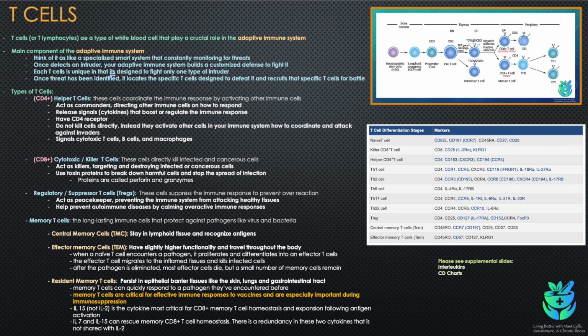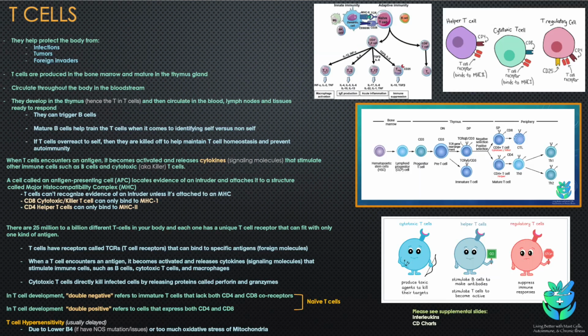Interleukin 15 is the cytokine most critical for CD8 memory T cell homeostasis and for expansion following an antigen activation. Interleukin 7 and interleukin 15 can rescue memory CD8+ killer T cell homeostasis. Don't worry, I have charts for the interleukins and for the CDs coming up. T cells help protect the body from infections, tumors, and foreign invaders. T cells are produced in the bone marrow and mature in the thymus gland.